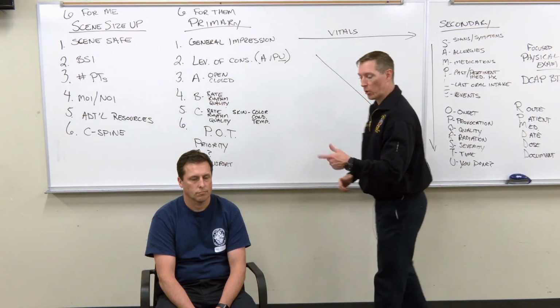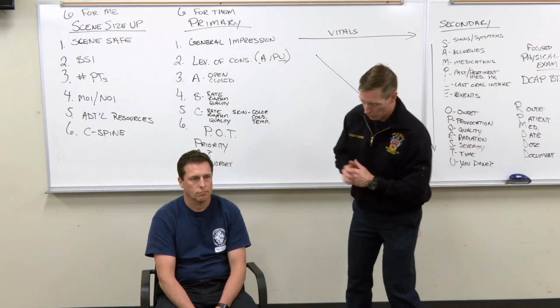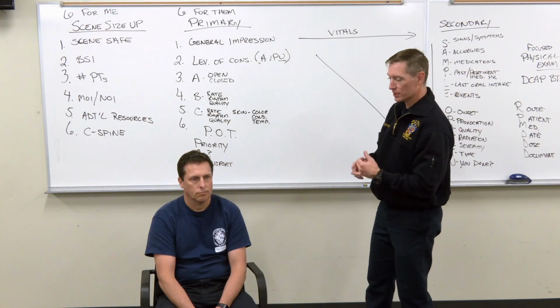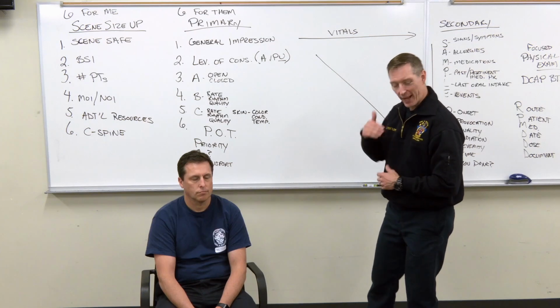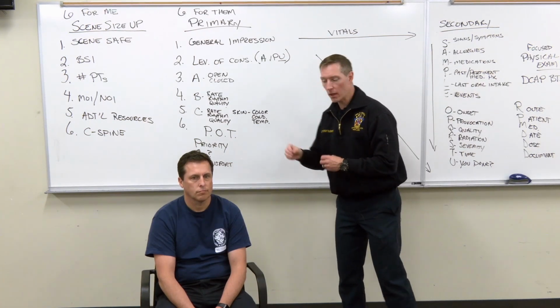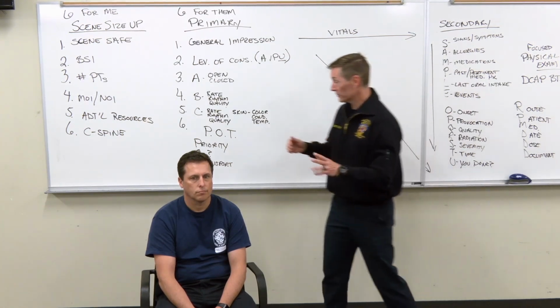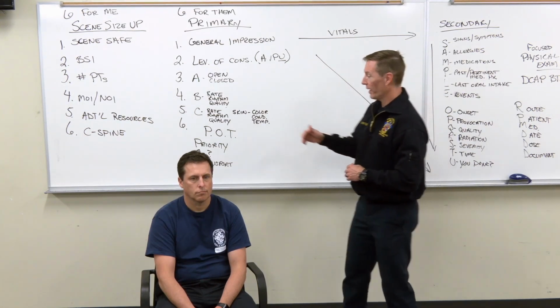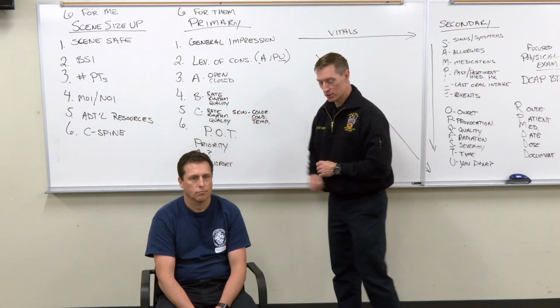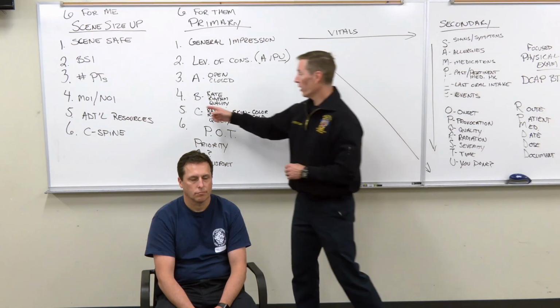I want to know rate, rhythm, and quality. So as he's sitting here, I watch his chest wall movement, and I notice that he's not breathing erratically. His rate seems to be within normal limits, and as I approach, I don't hear any audible lung sounds without my stethoscope. So I say his rate is within normal limits, his rhythm is regular, and quality is good. I don't hear any adventitious lung sounds without a stethoscope. Now I move on to circulation.